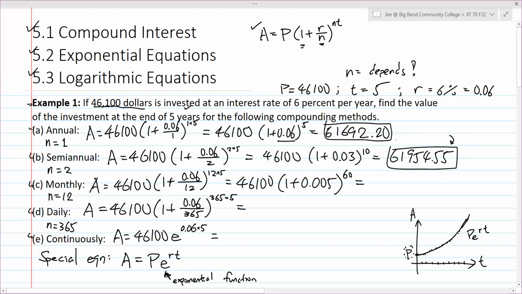Okay, in part C, plug in 0.005 and this power of 60. So you repeat using your calculator, then you will see your amount as 62,181.99. Okay, the number is a little bit greater. Next, part D, plug in all the numbers into your calculators, and then let's see what we have this time.